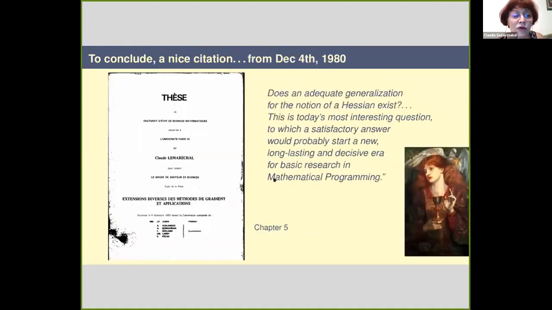This citation is from the thèse d'habilitation of Claude Lemaréchal from 1980. And it says, does an adequate generalization for the notion of a Hessian exist? This is today's most interesting question, to which a satisfactory answer would probably start a new, long-lasting and decisive era for basic research in mathematical programming. And well, it's some kind of holy grail, and since I had put some pre-Raphaelite pictures for my open box there, opening the black box, I decided to close it also with one of the same painter. It's kind of the holy grail.